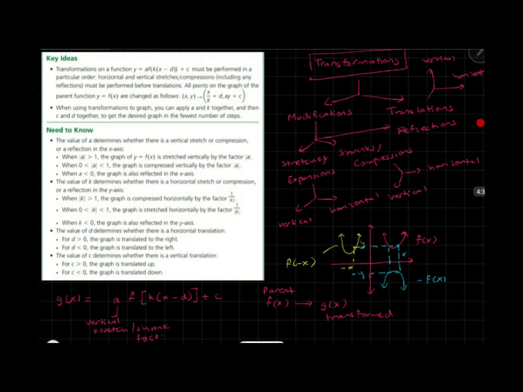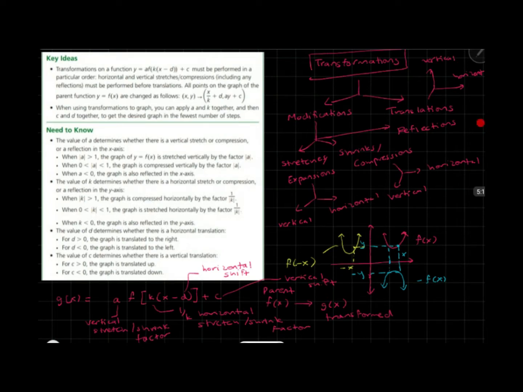and all of this is mentioned in this excerpt. K here, well, 1 over k is your horizontal stretch or shrink factor. D here is for the horizontal shift. C here is the vertical shift. And you can correlate this with some of the terminology that's found in this portion.